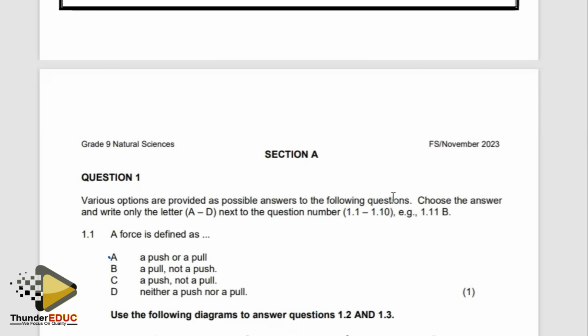Natural science, grade 9, end of term. That's preparation for your exam. So we are starting with the first question. That is November, question 1.